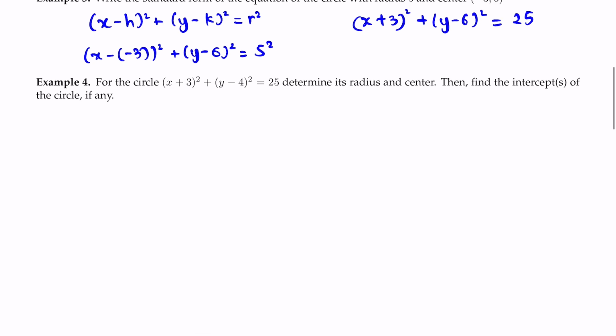So in example 4, you are given the equation of a circle in standard form, x plus 3 squared plus y minus 4 squared equal to 25.